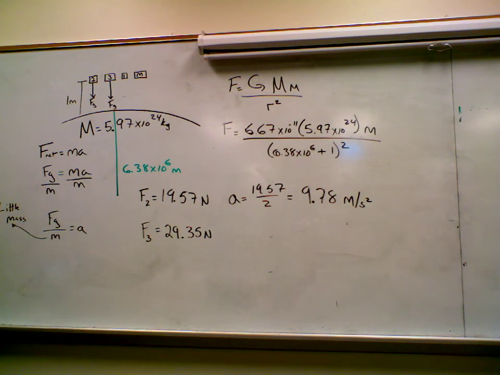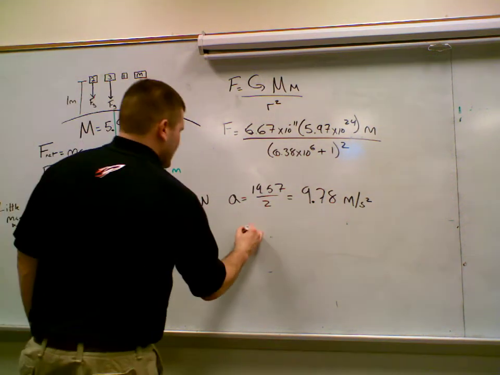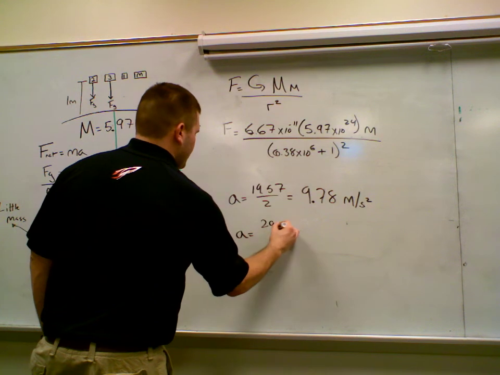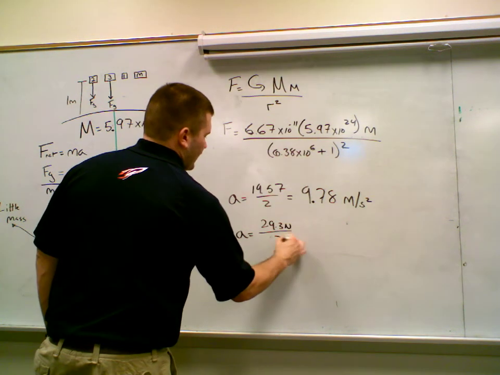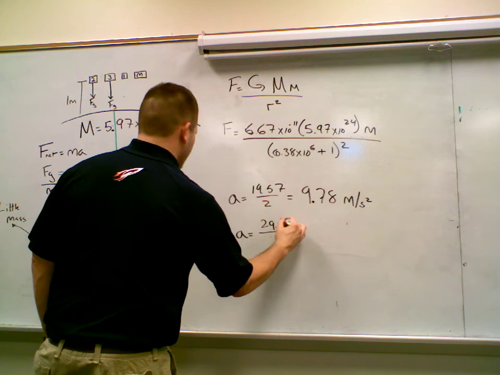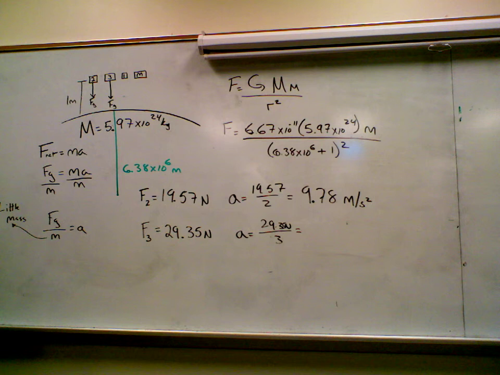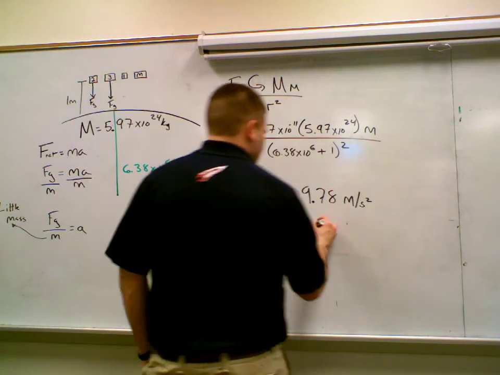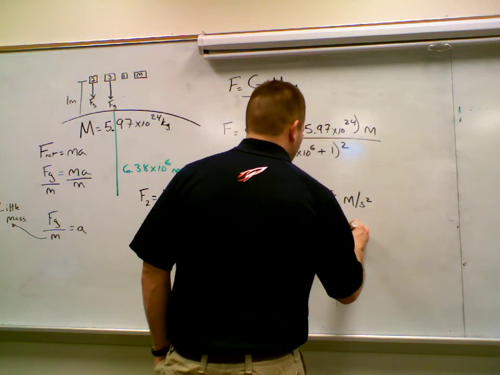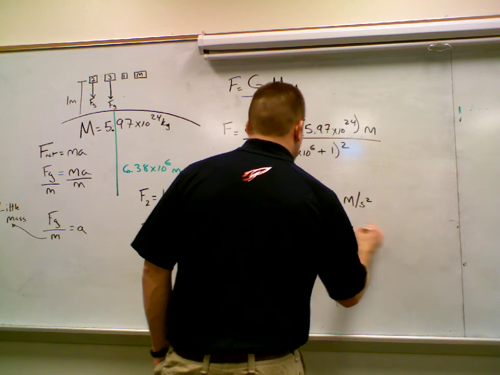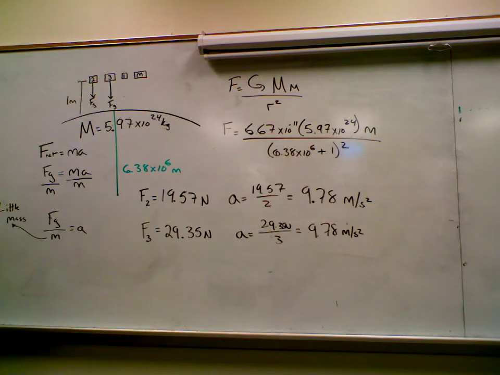Okay. What happens to acceleration? Is it bigger? No. Basically the same. So to find the acceleration, we do 29.35 newtons divided by 3. And what do you get? 9.78. So a 2 kilogram mass and a 3 kilogram mass have the same acceleration.